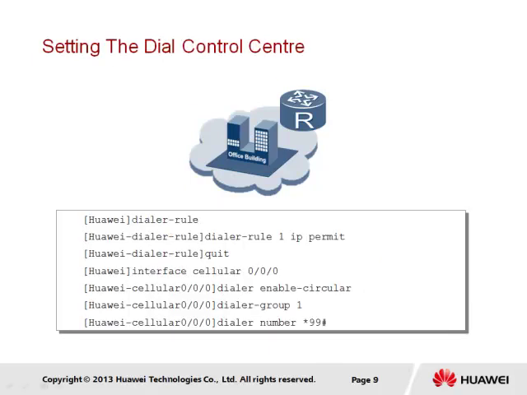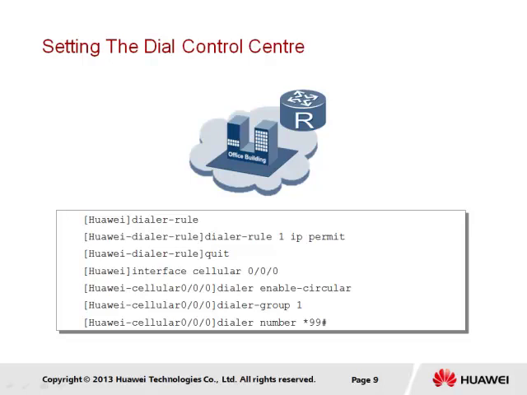We are able to use a dialer rule in order to initiate the connection that allows traffic to be carried over the 3G network. This is configured as part of the dial control center that manages the activation of the connection over the 3G network. The dialer rule here defines the connection will support IP traffic, and following which we are able to configure parameters for the interface.